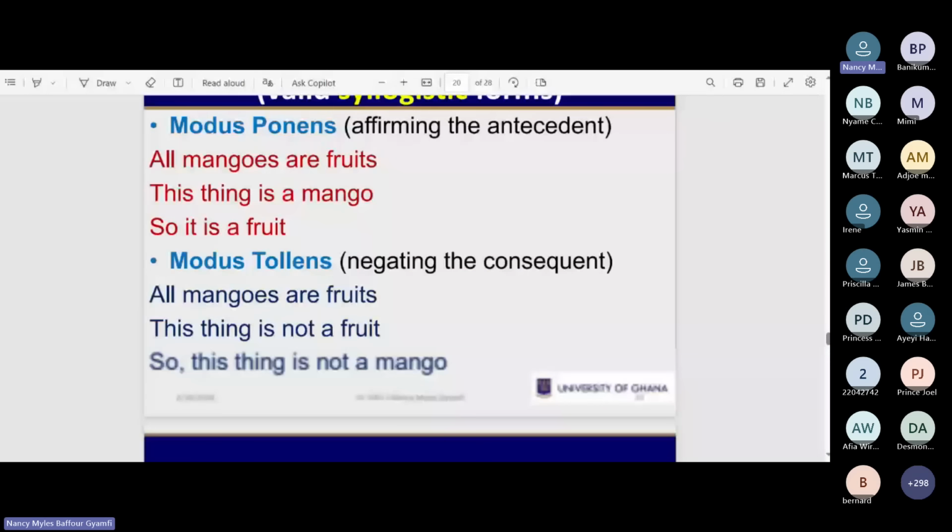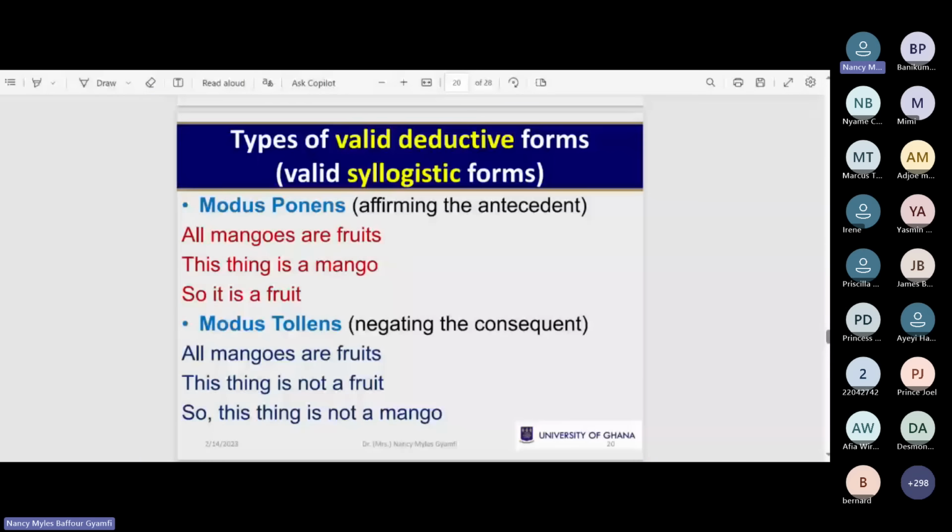Let's see modus ponens. Another name for modus ponens is affirming the antecedent. If you think you will forget, put it down. If you don't see modus ponens, you can see affirming the antecedent. It's the same thing. Modus tollens, the other type of valid pattern, is called negating the consequent. Negating means denying it, so sometimes you see denying the consequent. It's the same. So the other name for modus tollens is negating the consequent.